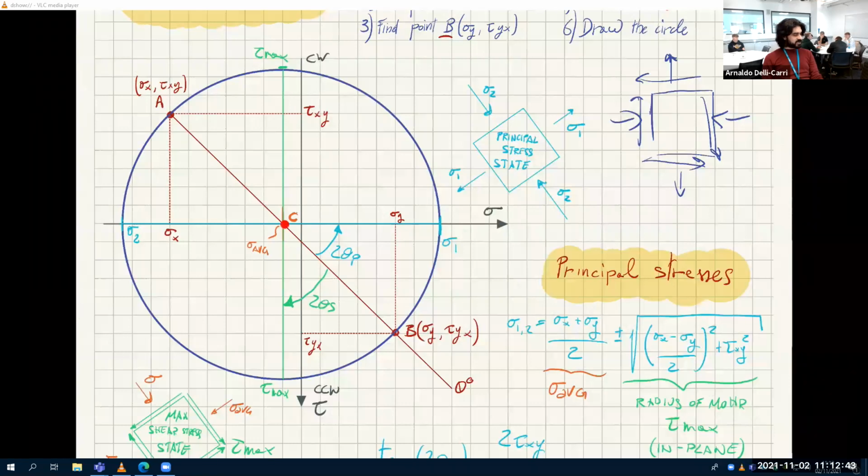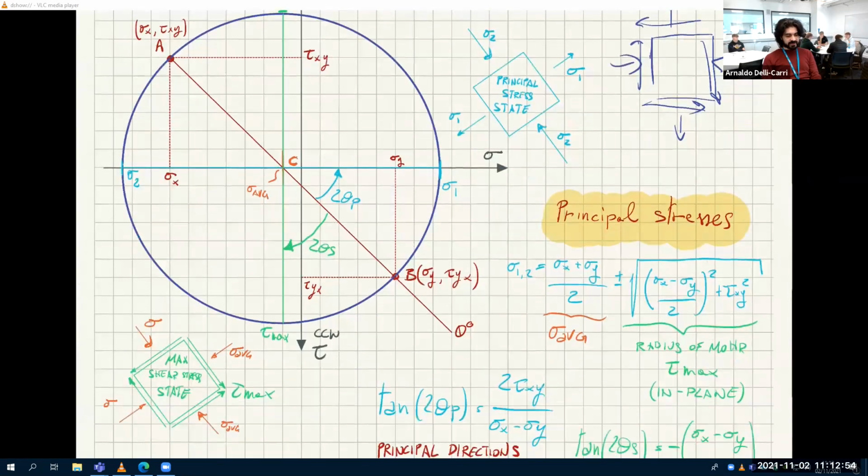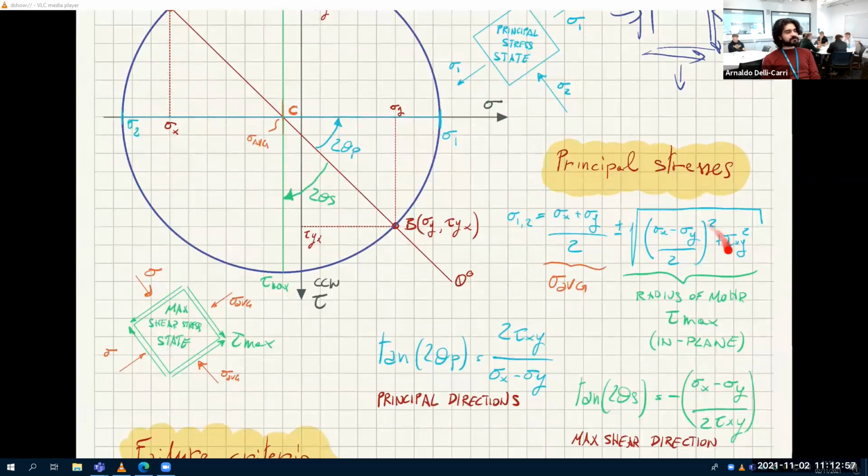plus the radius. So from the center, you add the radius. Sigma 2 is from the center, you remove the radius. Okay, so this makes complete sense. So you only need this formula. Sigma average is here. Tau max is here. Sigma 1 is sigma average plus tau max. Sigma 2 is sigma average minus tau max. All right? All right.